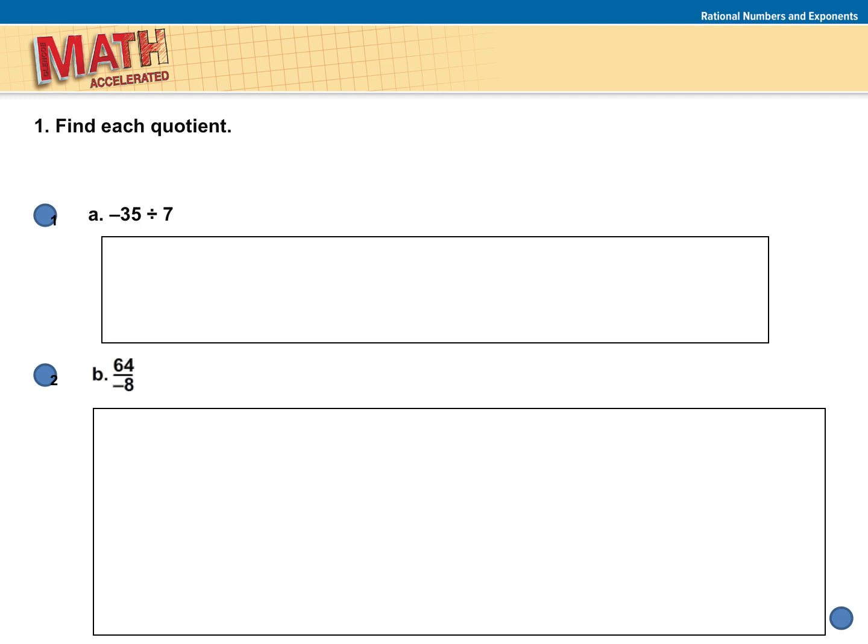So here we have a negative divided by a positive. What do you get? Negative. What's 35 divided by 7? It is 5. B, we have a positive divided by a negative. What do you get? You get a negative. What's 64 divided by 8? It is 8.